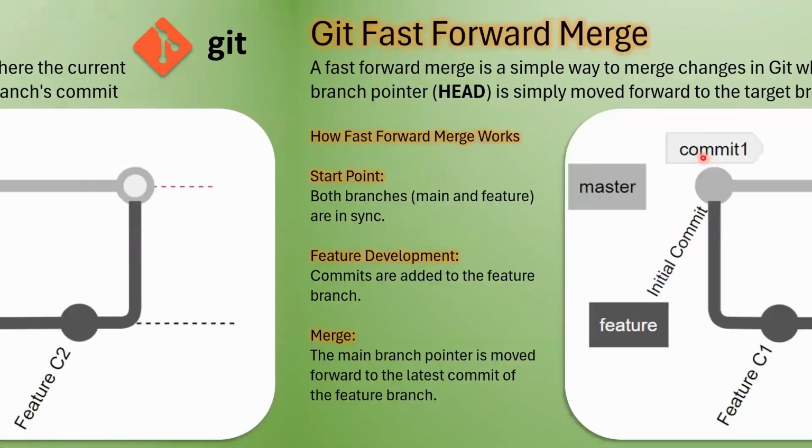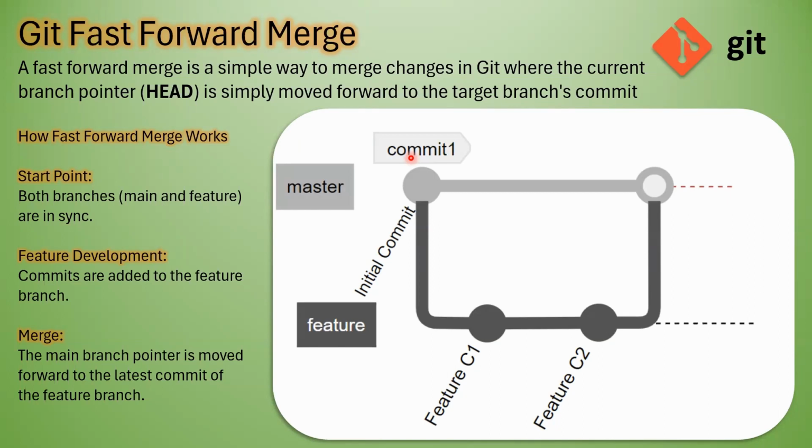In this video we are going to see the merge, and especially the type of fast forward. Fast forward merge is a simple way to merge changes in Git where the current branch pointer, which is head, simply moves forward to the target branch commit. Let's understand in a very practical way.